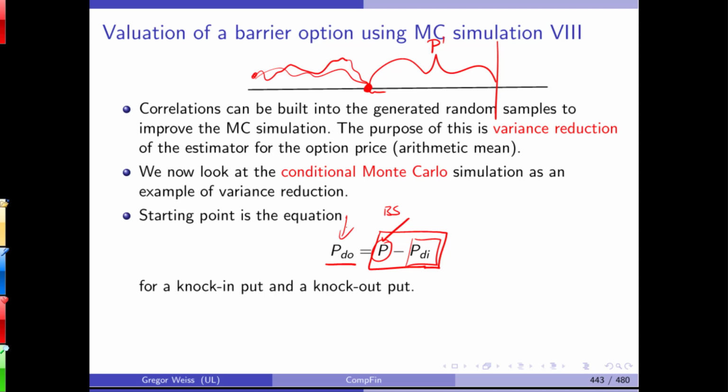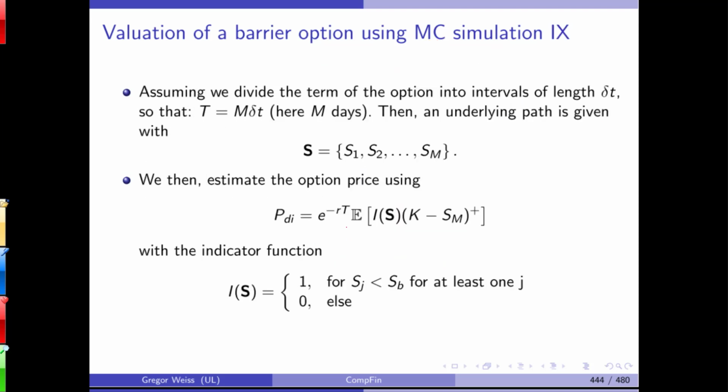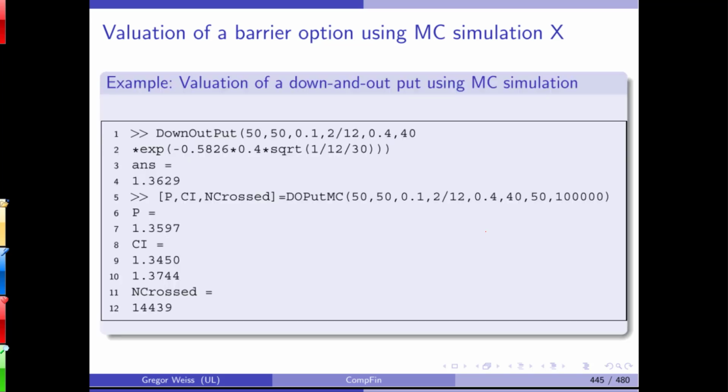And this obviously improves the calculation a little bit, because we are substituting the 100% approximation by including at least some partial analytical solutions. So assume we divide the term of the option into intervals of length delta t, then an underlying path is given by S1, S2, and so on, and the option price for the down-and-in is given by what? If the indicator function says the option has been knocked in once, then simply again take the discounted payout after that, and we have the down-and-out MC.